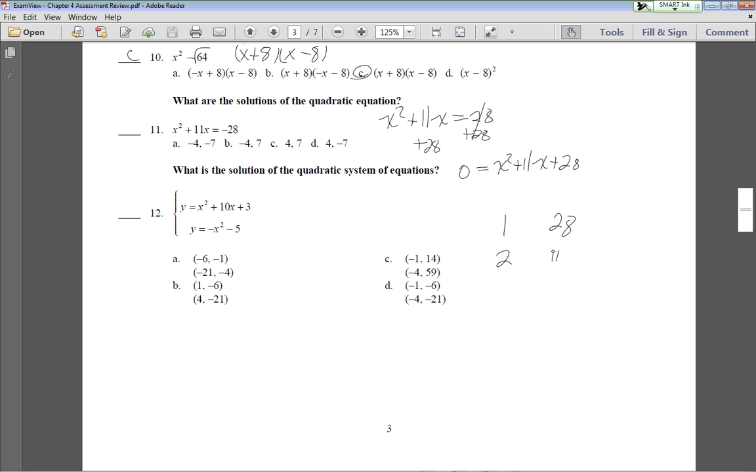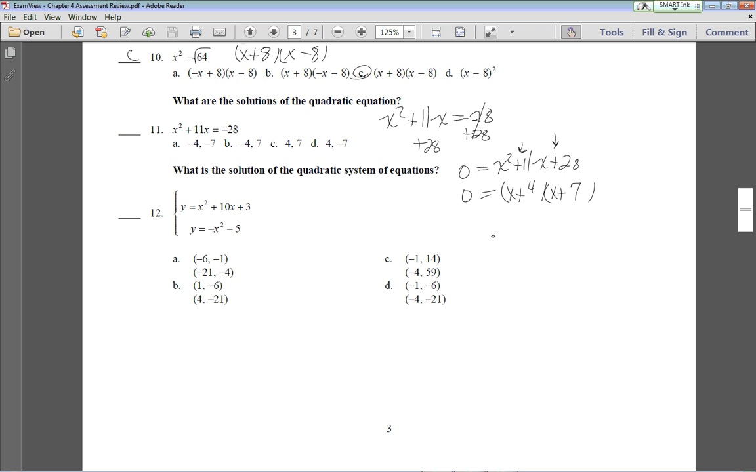We have 2 and 14. We have 4 and 7. Well, wait a minute there. 4 plus 7 is 11. There's 11 right there. Since this is plus and this is plus, when we factor, we know we're going to have x plus and x plus, because this plus here means these signs are the same. This one here indicates that both of them are plus. 4 and 7 multiplies to 28 and adds to 11. And of course, this still equals 0.